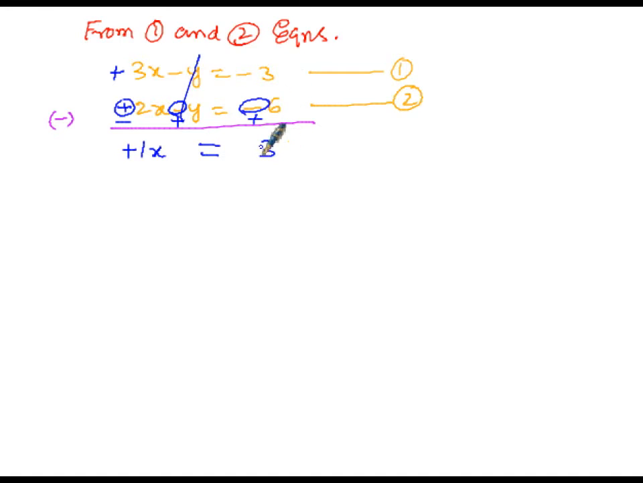So among these two, 6 is greater than 3. So the 6 sign is positive, so it assesses the sign of positive. So in this manner I got, therefore x value is 3.